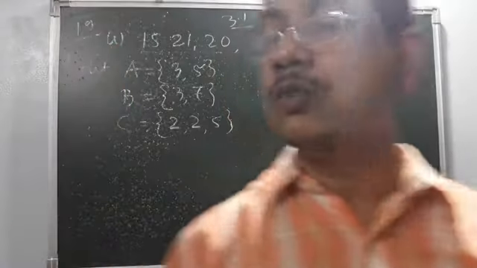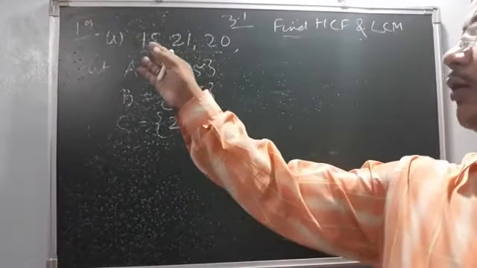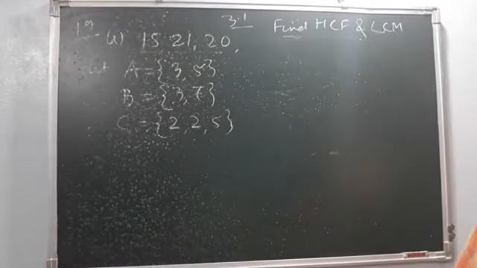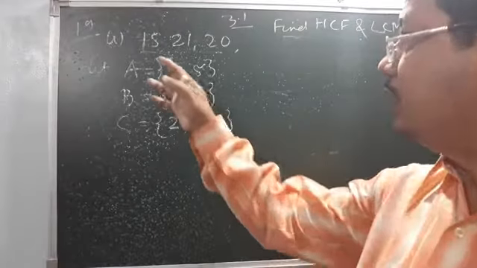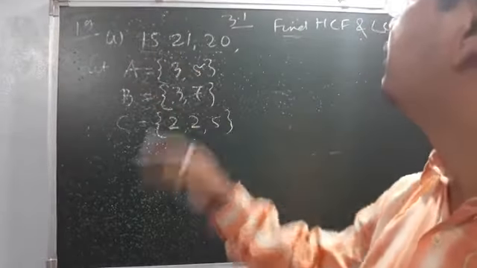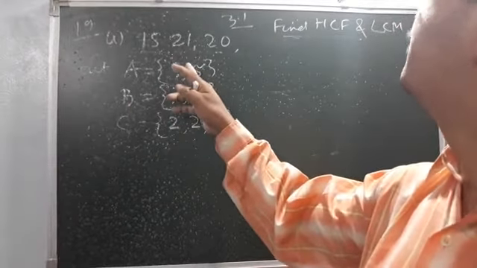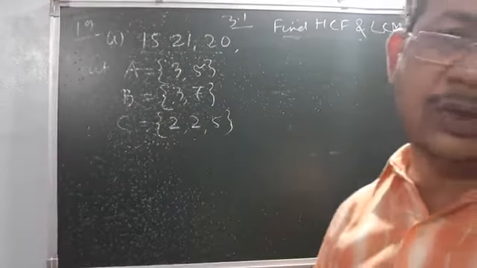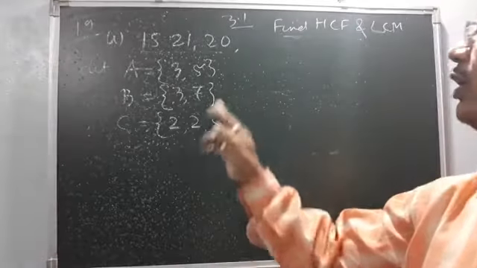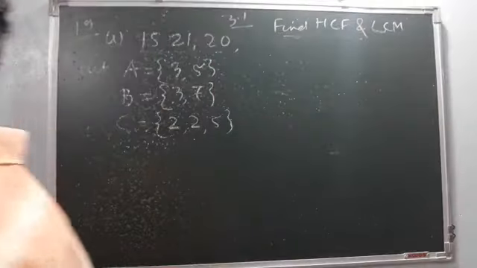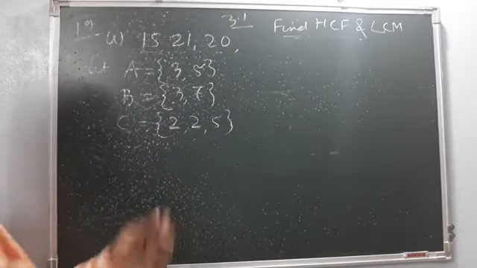So first what we have to do? All terms. First one, 15's factors are 3 and 5. We have written 3 and 5 as its first set. 21, its factors are what? 3 and 7 we have written. And 20, its factors are 2 into 2 into 5. We can write that as 4, 5, which is 20.